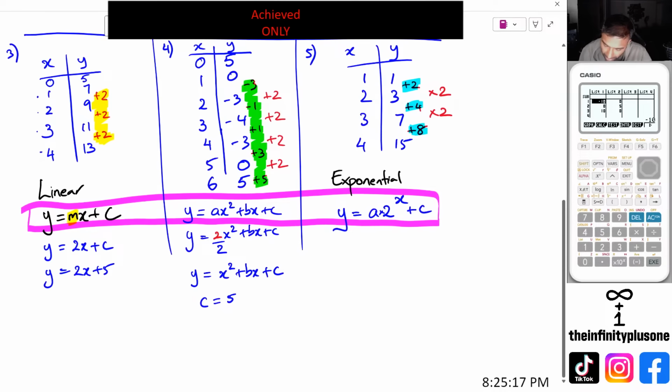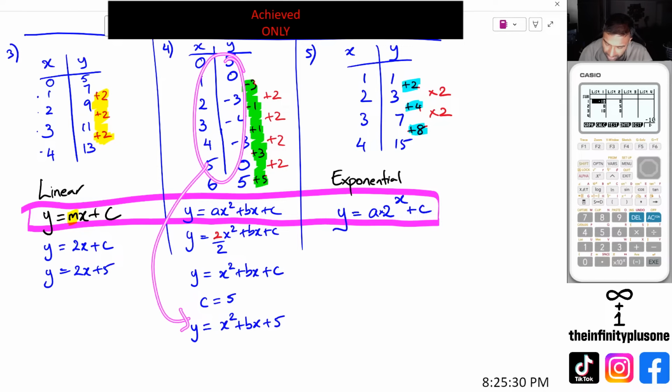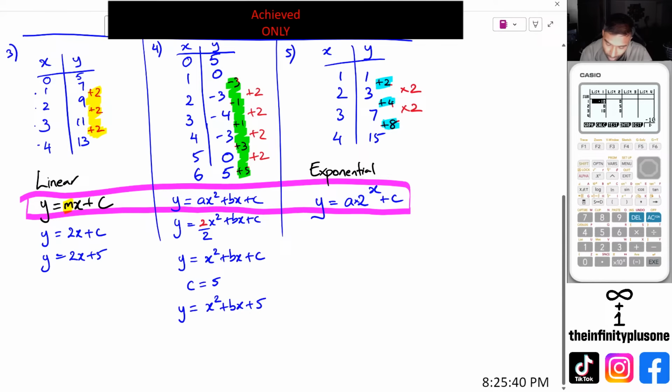Now we've figured out what c is, so our equation is y is equal to x squared plus bx plus 5. At this point, all you have to do is take any one of these values, substitute it into this equation, and you should be able to find the b value. I'm going to be super lazy and use 1, 0, because that's the easiest one to work with. So when I use 1, 0, my y value is 0, x squared is 1 squared, plus b times 1, plus 5.